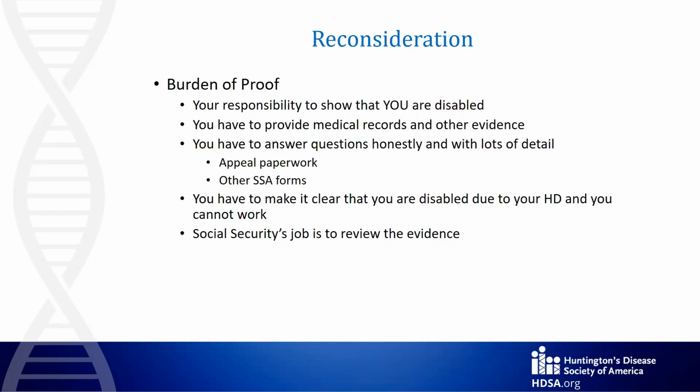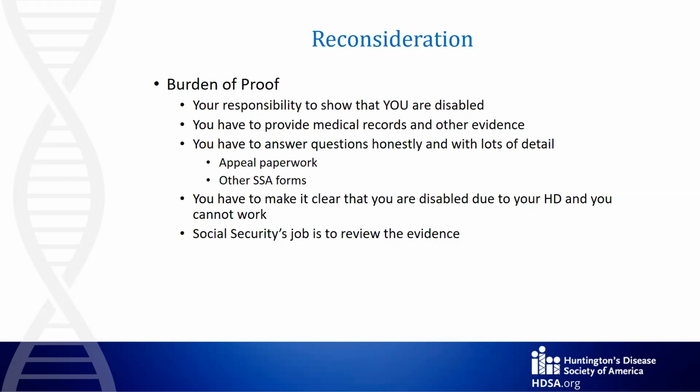You have to provide medical records and other evidence. You have to answer questions honestly and with lots of detail. That means you have to answer everything fully and completely on the appeal paperwork and any other forms that Social Security is going to send you. Social Security is likely going to send you the exact same forms during reconsideration that they sent you during the initial application. So it means you're going to have to complete an updated adult function report. You might have to submit another work history report, but they like to send out the same forms in both the initial application and reconsideration.